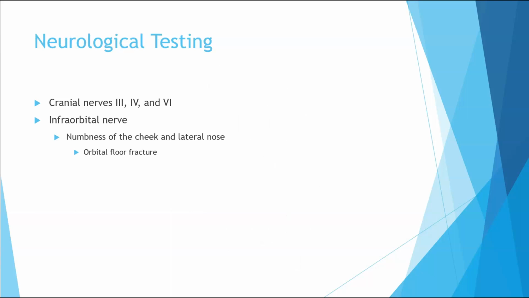Neurological testing, I've already talked about cranial nerves 3, 4, and 6, and that's with the eye movement. The optic nerve is cranial nerve 2. Each of those we're taking into account for concussion or neurological testing.